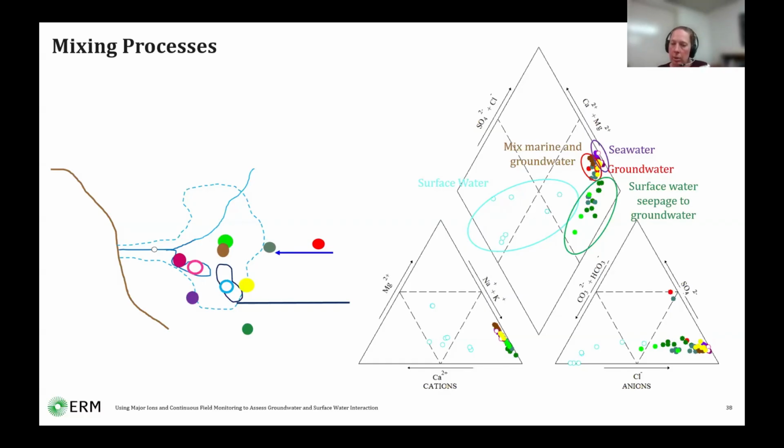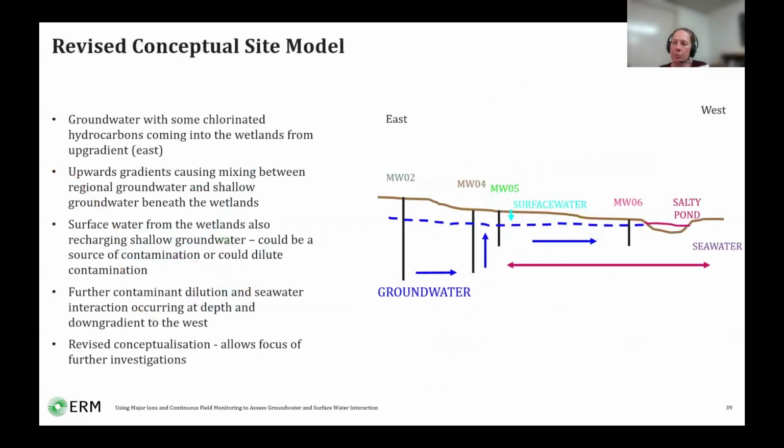So to wrap up this site study, essentially we've combined observations of groundwater elevations, flow directions, and vertical gradients, as well as salinity and contaminant concentrations, and used the major ion data to confirm the conceptual models. So groundwater with highest contaminant concentrations was coming into the wetlands from up gradient groundwater in the east. Those upwards gradients were causing mixing between the regional groundwater and the shallow groundwater beneath the wetlands at MW4 and 5. At the same time, surface water from those wetlands was also recharging the shallow groundwater at MW4.